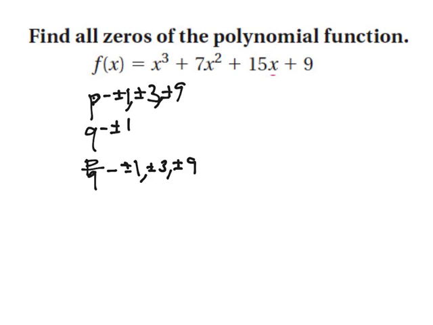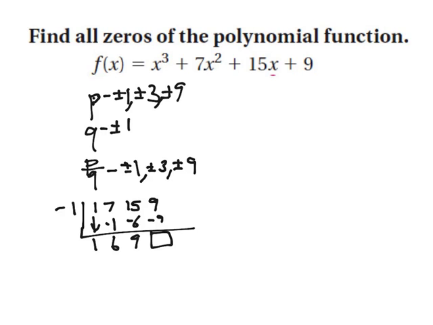So we go to do our synthetic division here, and we'll do 1, 7, 15, 9. Try 1, drop the 1, 1, 1, 8, 8, 23. That one doesn't work. Do negative 1, drop the 1, negative 1, 6, negative 6, 9, negative 9. That one works. And so x equals negative 1.